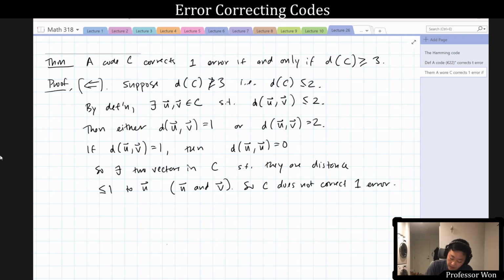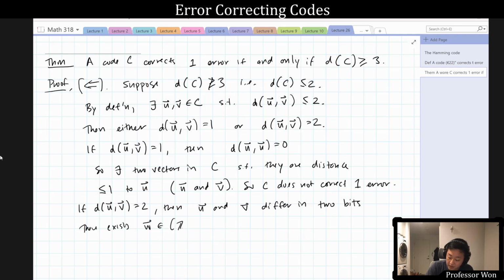Right? If the distance is 2, then u and v differ in 2 bits. So what you do is you just flip one of those 2 different bits, and then you have a vector that differs from u in 1 bit and differs from v in 1 bit. In other words, along the unit cube, u and v are 2 steps away from each other, which means that there's a vertex in the middle. So then there exists a w, which isn't in our code necessarily, but it is in Z_2 to the n, such that d of u w equals 1 and d of v w equals 1.